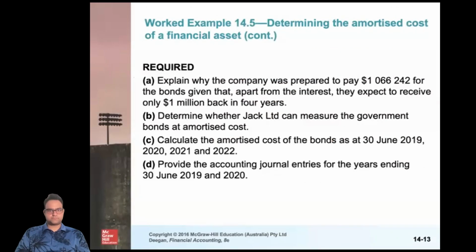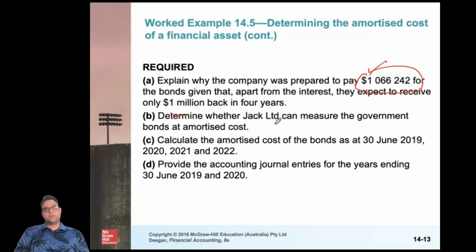Requirement number 1. You need to tell why the company is paying $1.066 million for the bond. Apart from the interest, they expected to receive 1 million after 4 years. So why do they need to pay 1.066 million as an investment, and after 4 years they are just getting back 1 million? Of course, it's not the payment they are making now as an investment. I think it is the installment they're going to get, 100,000. That matters. So 400,000 will be piled up over the 4-year time.